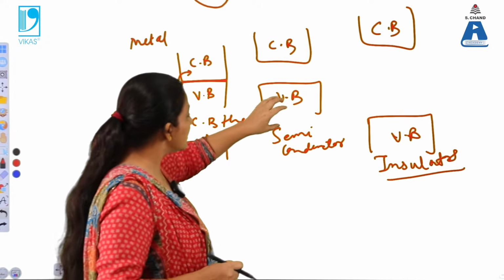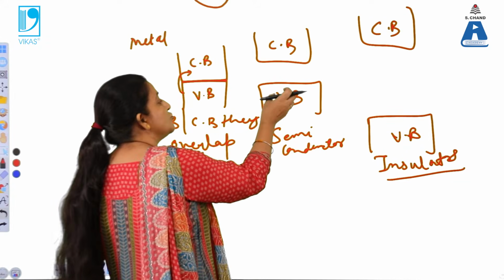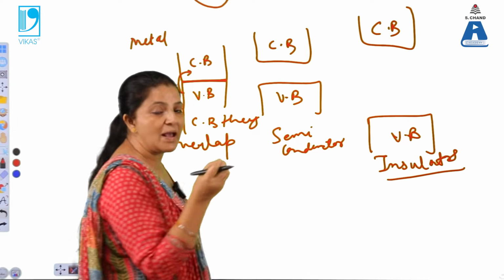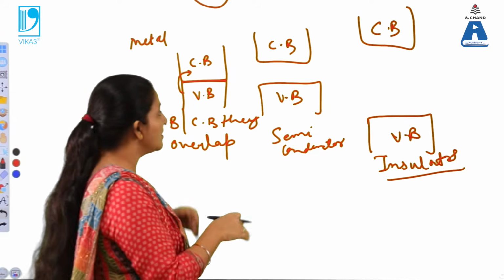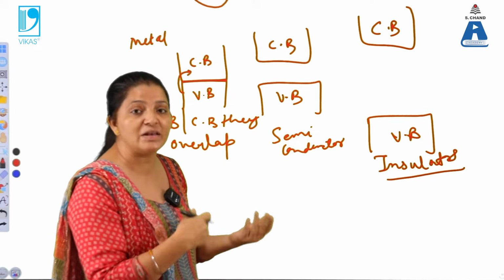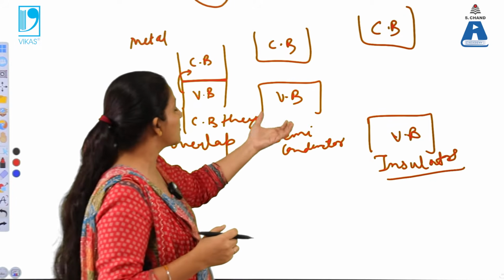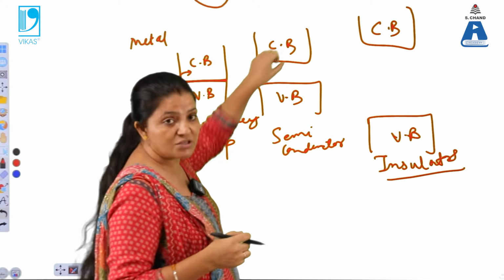While in a semiconductor, it is possible for the electrons to jump from this end to this end by application of some energy. That energy can be in the form of thermal energy or electrical energy. So in that case, electrons are able to jump from this to this end.